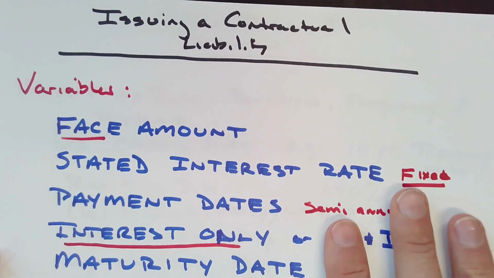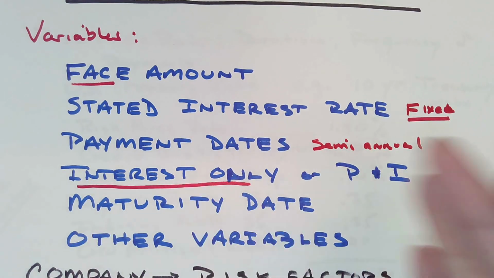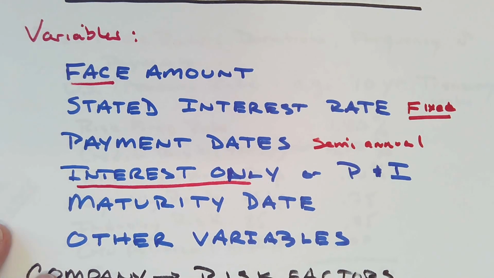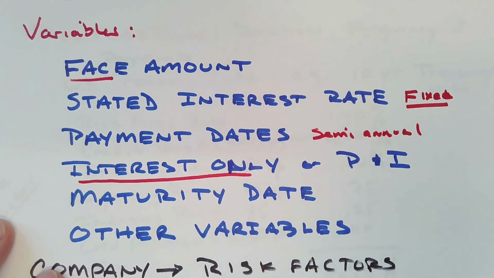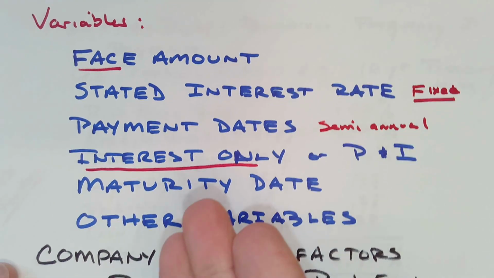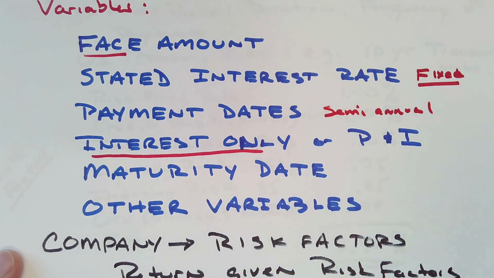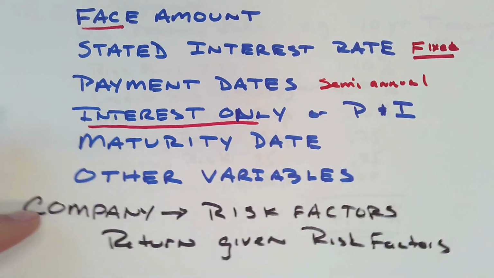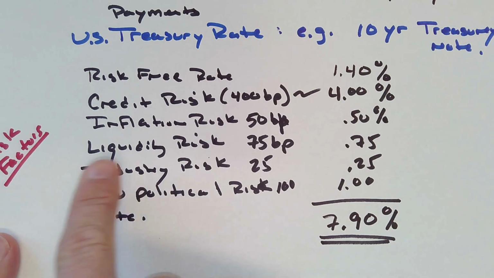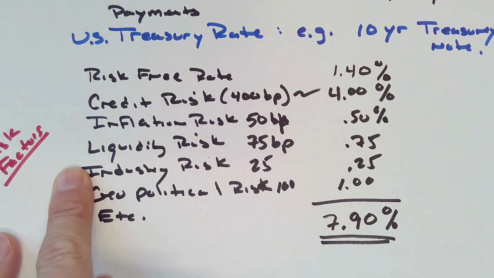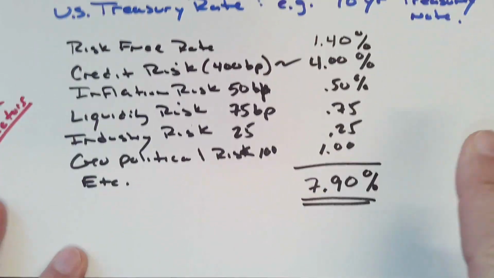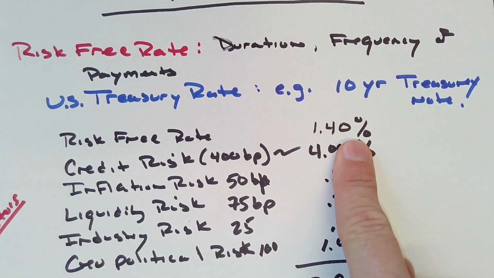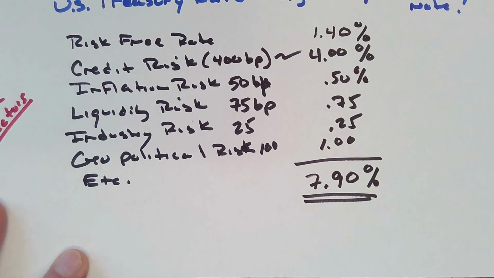All right, so we're looking at issuing a contractual liability, a long-term piece of debt, a bond, whatever you want to call it, with a face amount, stated interest rate, semi-annual payment dates, a fixed rate of interest, interest-only payments, with a 10-year maturity date, right? And we also decided what risk factors we want, and put a price on those risk factors, assuming this is equivalent to a 10-year treasury. These are the risk factors on top of the risk-free rate. And we came up with 7.9%.